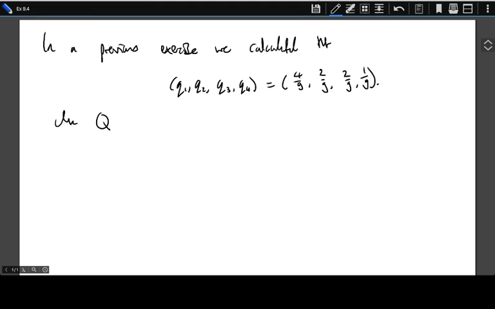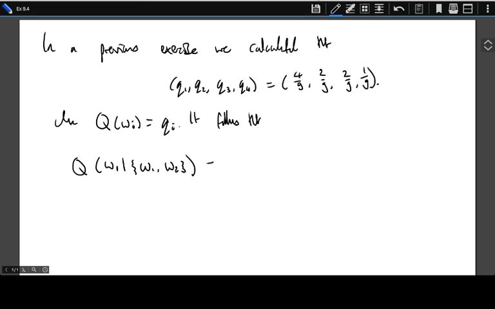where Q of omega i equals Qi. It follows, just using the definition of conditional probability, that the probability of omega 1 given {omega 1, omega 2}, where I shall now neglect to put those curly brackets in the notation, but of course that's what's going on, is 2 over 3.